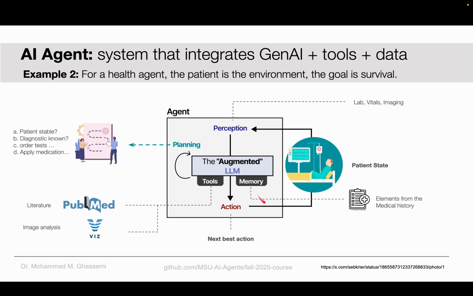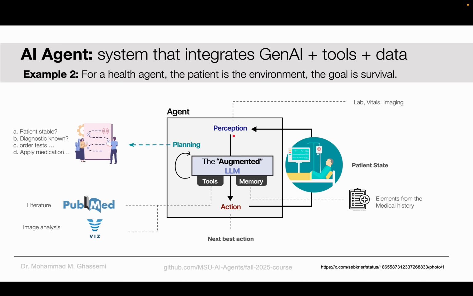Memory in this context might be elements from the medical history. Do you have allergies that were recorded from a previous visit? Do you or your family members have a history of cancer or other ailments? And so you can see here that there's a pattern here, right? That's similar between what ChatGPT does and what this AI agent does.